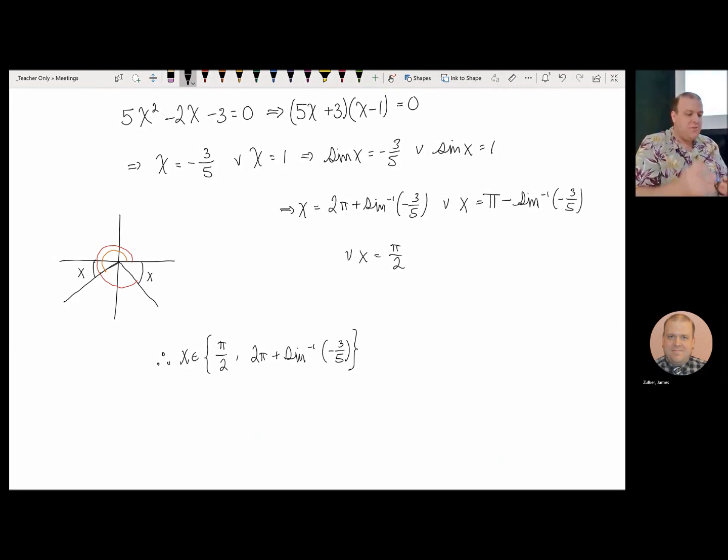So there's your solution set. Pi over 2, 2 pi plus inverse sine of negative 3/5. So the third quadrant one didn't work. It wouldn't work. You'll get negative equals positive, which can't happen. That's why I don't have to even bother plugging it in to verify, because you know just from analyzing it, you're going to get a negative number equals a positive number.